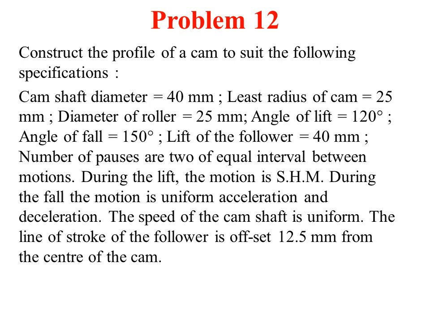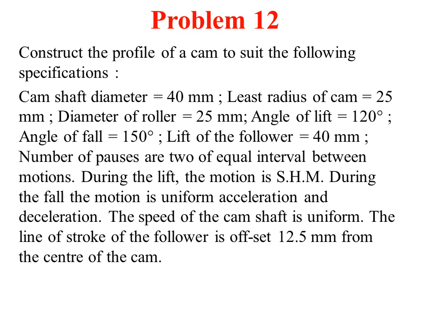During the lift, the motion is SHM, that means simple harmonic motion. During the fall, the motion is uniform acceleration and deceleration, or we call it as uniform acceleration and retardation. The speed of the camshaft is uniform. The line of stroke of the follower is offset 12.5 mm from the center of the cam. So this is how the problem has been given. So let us go through this problem and let us see what we can make out of this.